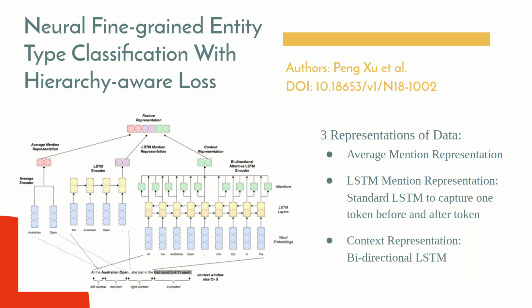We begin with neural fine-grained entity type classification with hierarchy-aware loss. In this, there are three parts. There's a standard bidirectional LSTM. There's an LSTM encoder that takes one word before and after for a mention, and there's also an average encoder that averages out all the mentions, and all of these are fed into a feature representation that determines the relation.